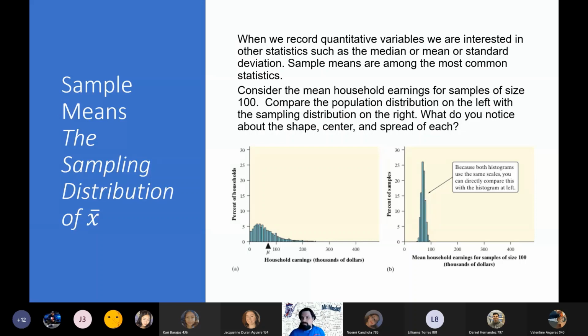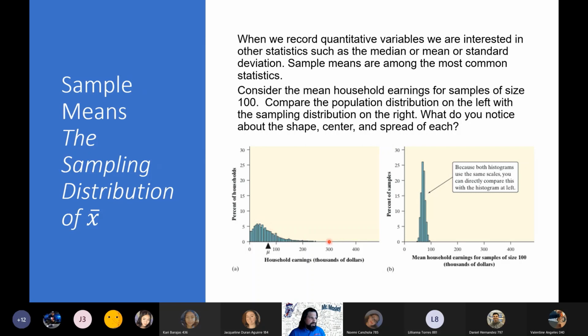So when we record quantitative variables, we're interested in other statistics such as the median or mean or standard deviation. Sample means are among the most common statistics. Consider the mean household earnings for samples of size 100. Compare the population distribution on the left with the sampling distribution on the right. What do we notice about the shape, center, and spread of each?